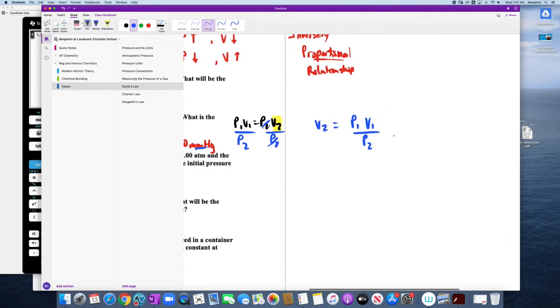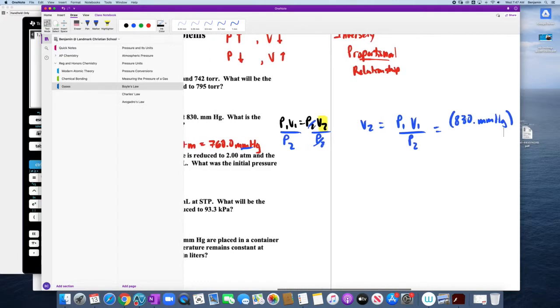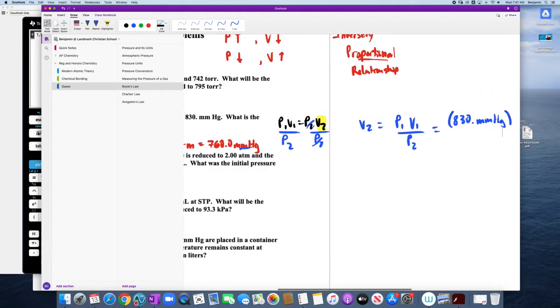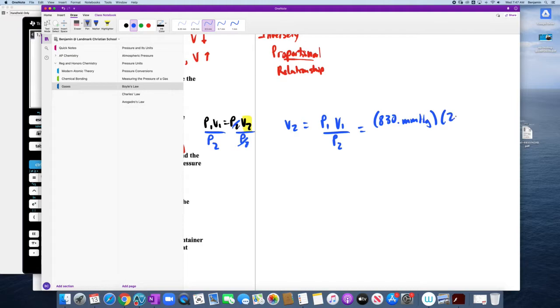Now let's plug in what we have. The original pressure is 830 millimeters of mercury. The original volume was 2,785 liters. And the second pressure, the final pressure, is 760 millimeters of mercury, 1 atmosphere of pressure.